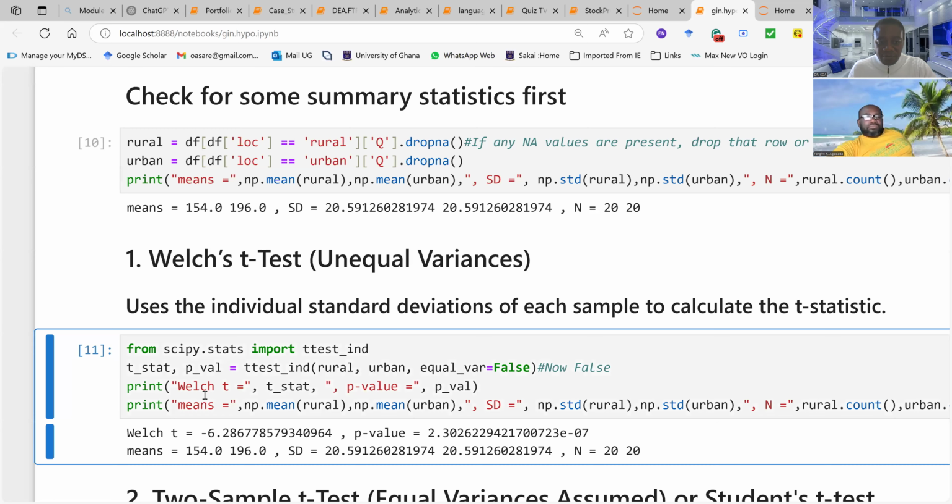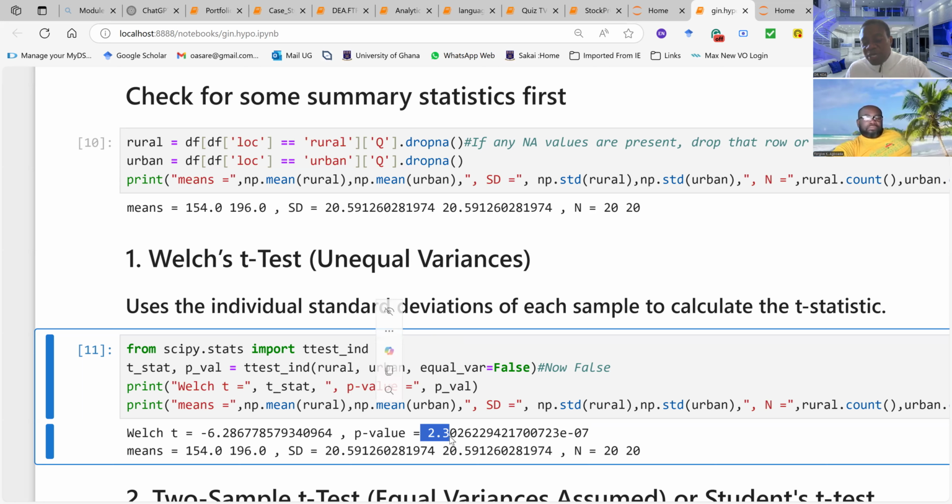Let's show the result. You can see that the Welch t-test gives you a -6. The negative doesn't matter because this is a normal distribution. Whatever is on the right-hand side is on the left-hand side as a mirror image. So we normally focus on the absolute value. But look more at the p-value. Look at the last part of the p-value. It is E minus 7. This means that there are 7 zeros before the 2, 3.